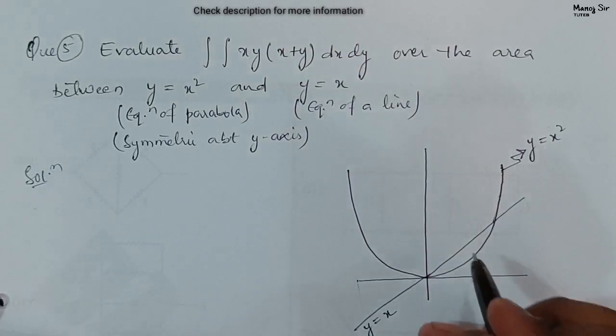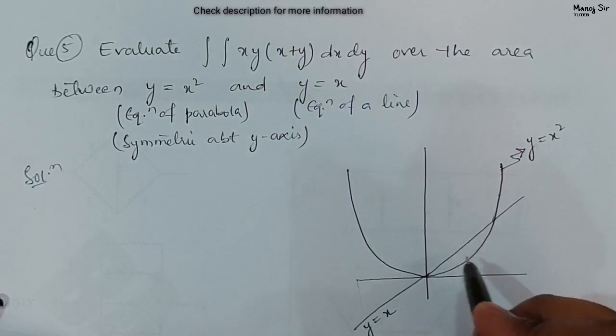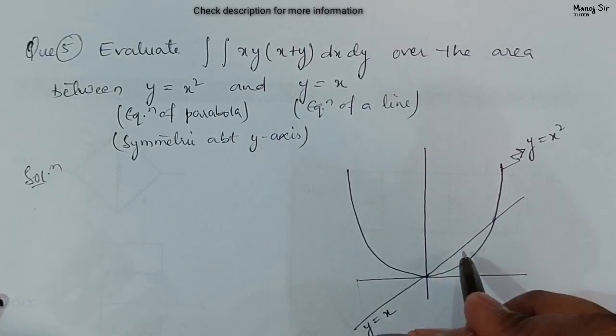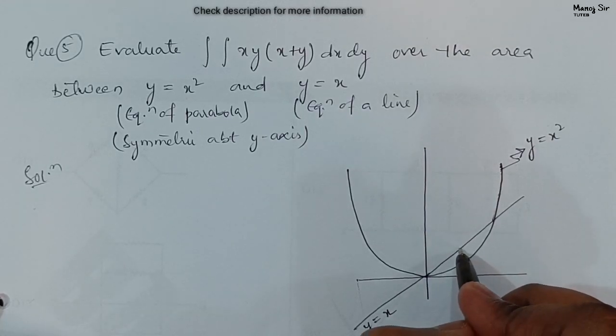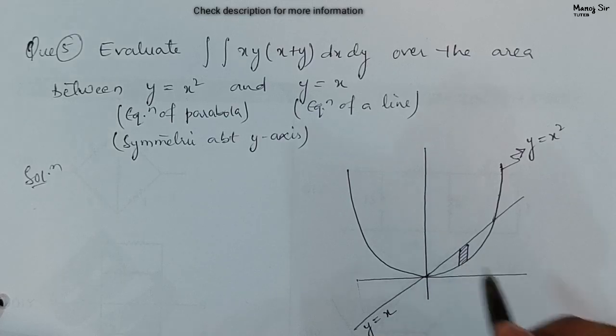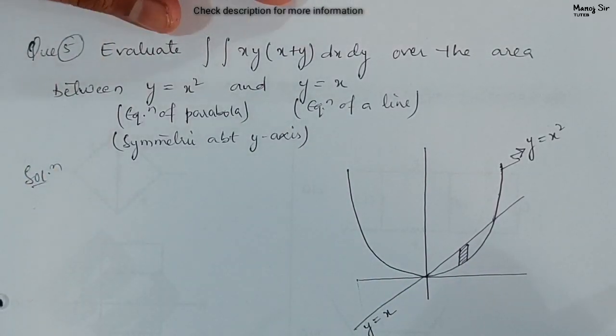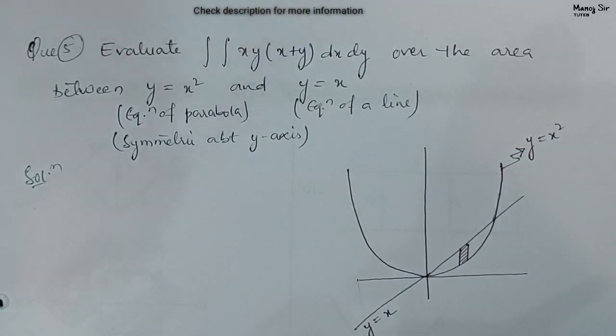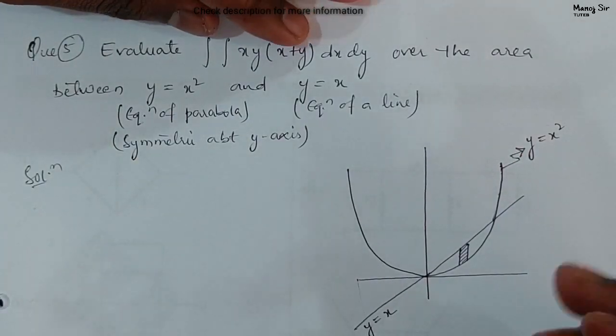Fine. Now we can see this is the common area. So suppose I am taking a strip which is parallel to the y-axis. That is, we are considering a vertical strip. You can take a vertical strip or a horizontal strip. The answer will be the same.